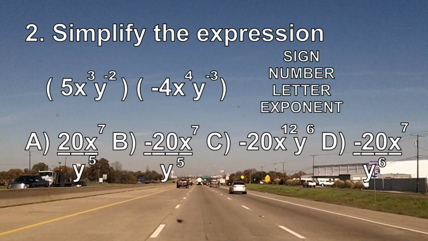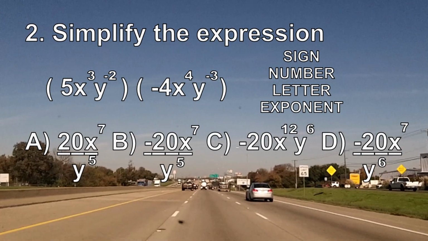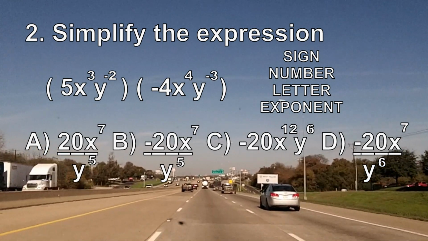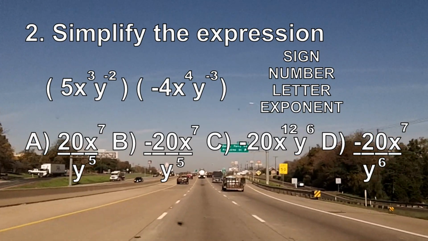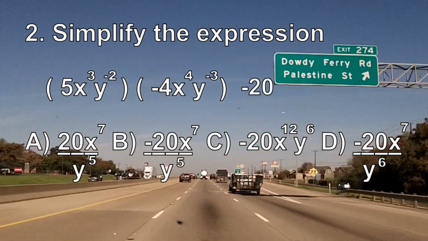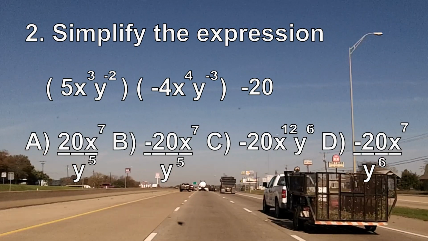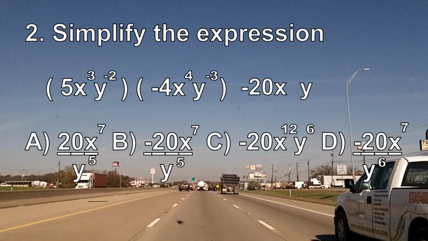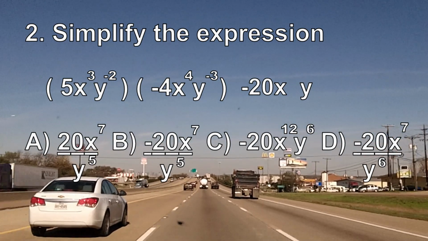To get this answer, you need to remember to do sign, number, letter, exponent. We'll multiply the numbers, write the letters in alphabetical order, and then add the exponents. The first thing we'll do is multiply 5 and negative 4, which gives us negative 20. Now we'll put down our variables x and y in alphabetical order, which gives us negative 20xy.